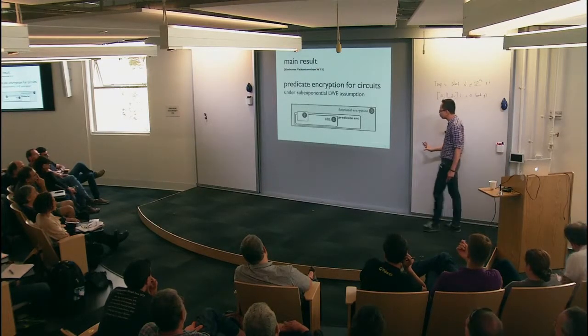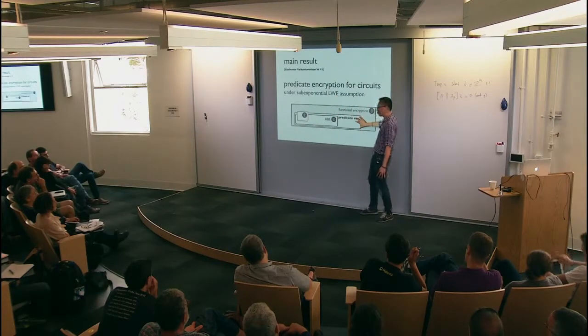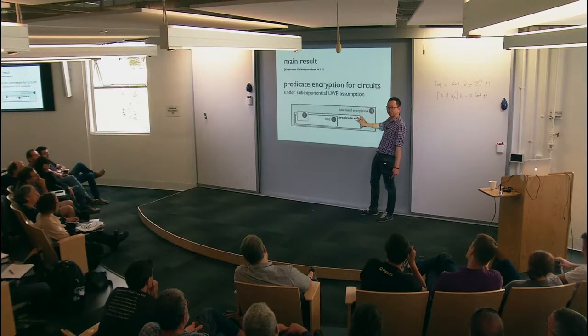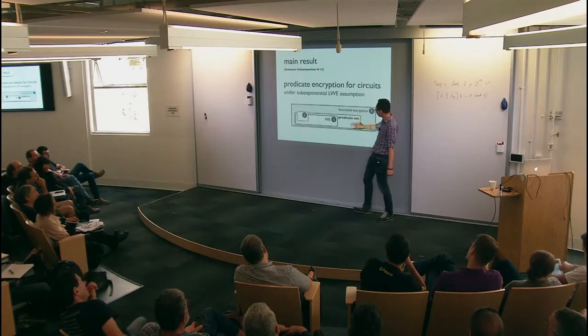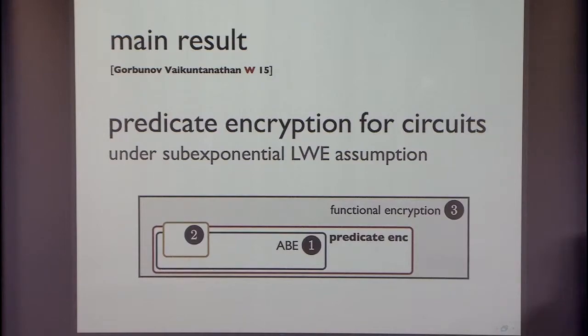Going back to the picture, basically we enlarge this white region over here to this much bigger white region over here. This is sort of what predicate encryption is. So there's still a little bit that we didn't quite catch, but this is the best we can do in some sense. This is the best we know how to do from LWE at this moment.